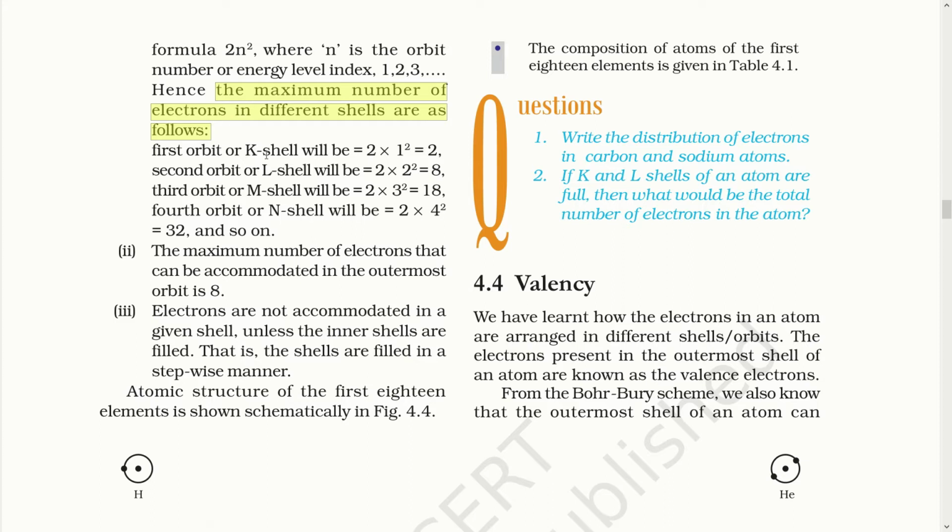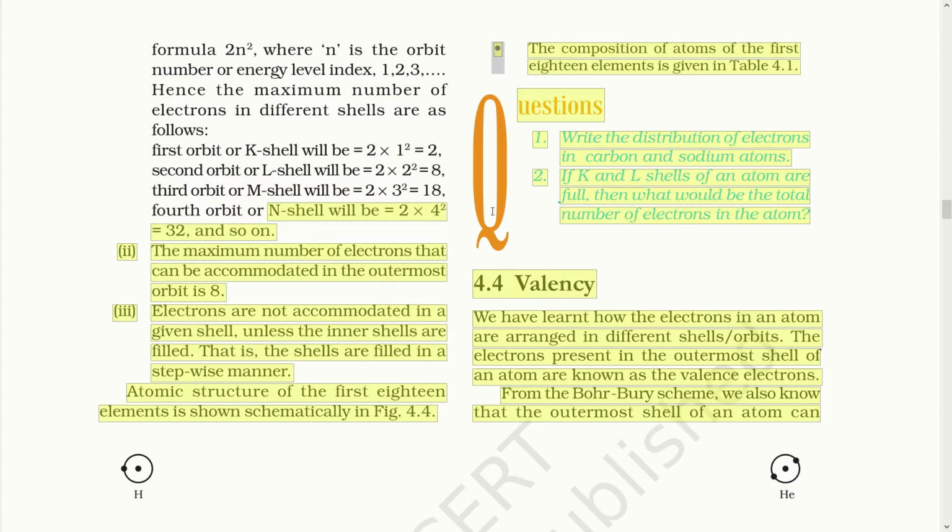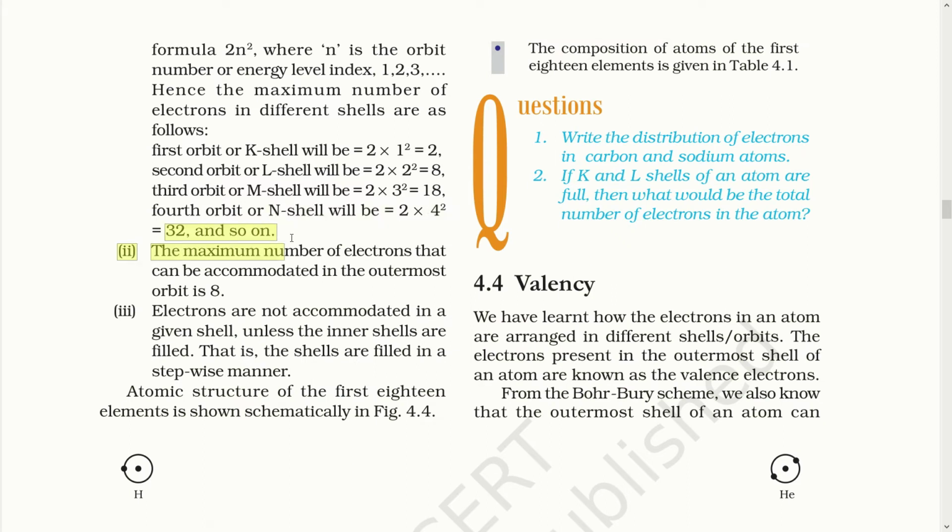In the first shell, the first orbit or K shell, there will be maximum 2 electrons. The second orbit, L shell, can accommodate maximum 8 electrons. The third orbit can accommodate maximum 18 electrons, while the fourth orbit, N shell, can accommodate 32 electrons. Thus, the maximum number of electrons that can be accommodated in the outermost orbit is 8. Electrons are not accommodated in a given shell unless the inner shells are filled. That is, the shells are filled in a stepwise manner.